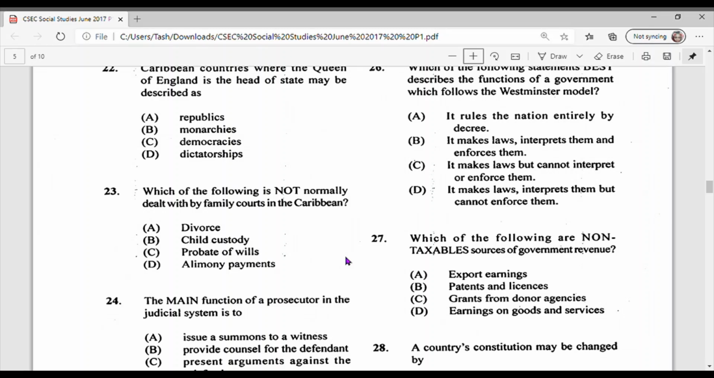Property is considered an estate. So property relating issues would not be in the family court. And D, alimony payments, that is the payment that you're going to be receiving after you have divorced. So your answer for number 23 would have been letter C.